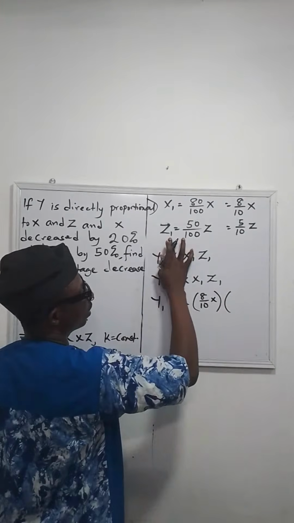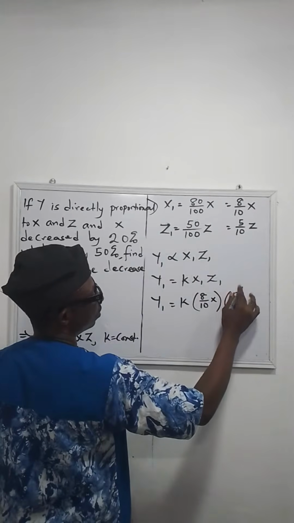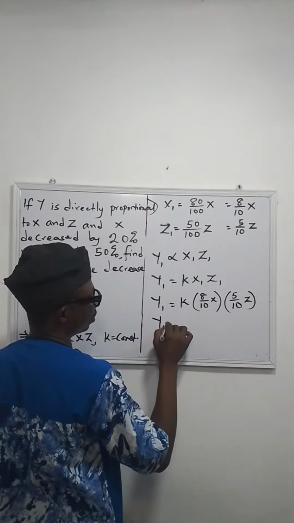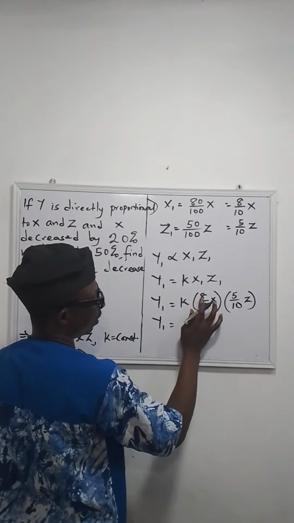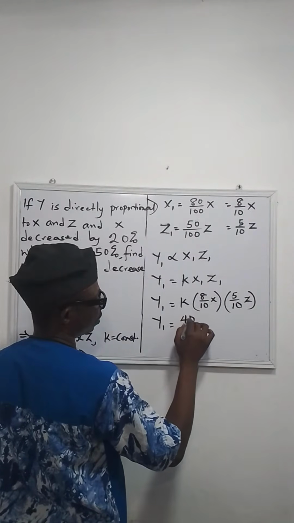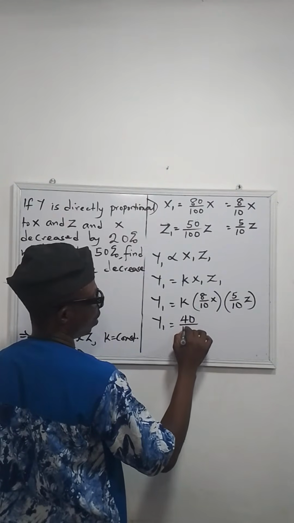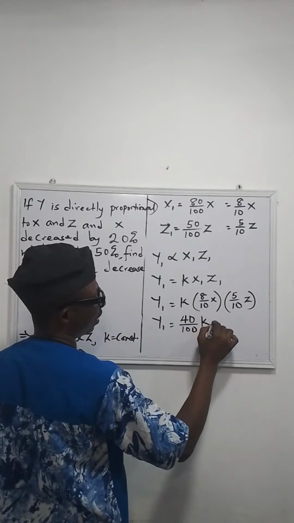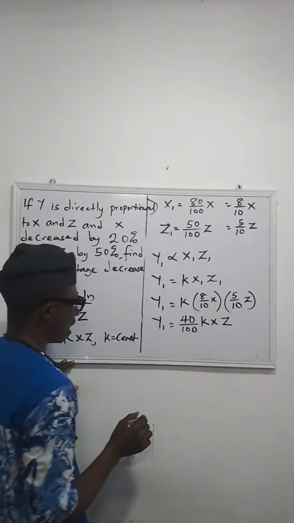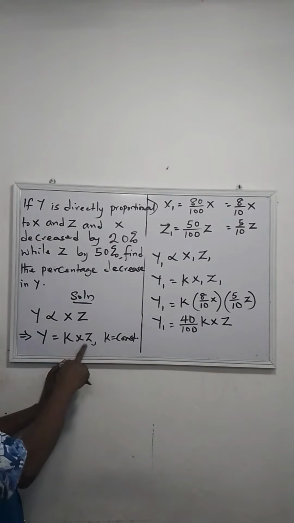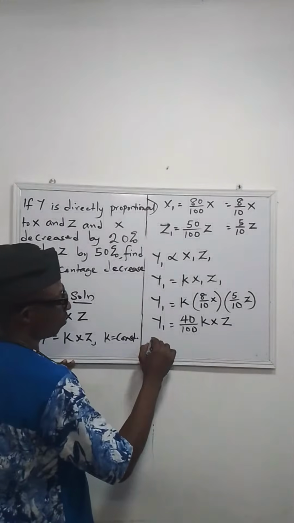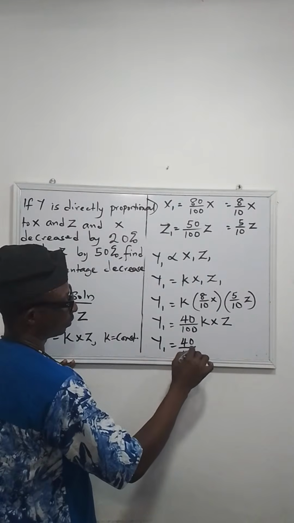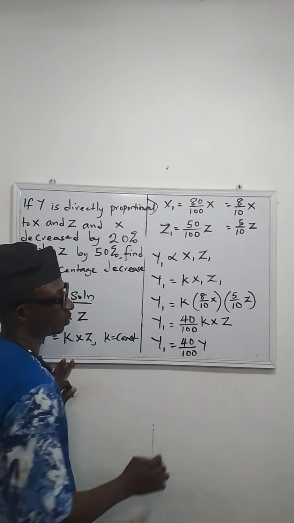And z1 is 5 over 10 z. So this gives us now 8 times 5, that is 40, and 10 times 10, that is 100. So we have k times x times z. So that gives us kxz. And don't forget, kxz is y. All right, so we have y1 equals 40 over 100 of y.